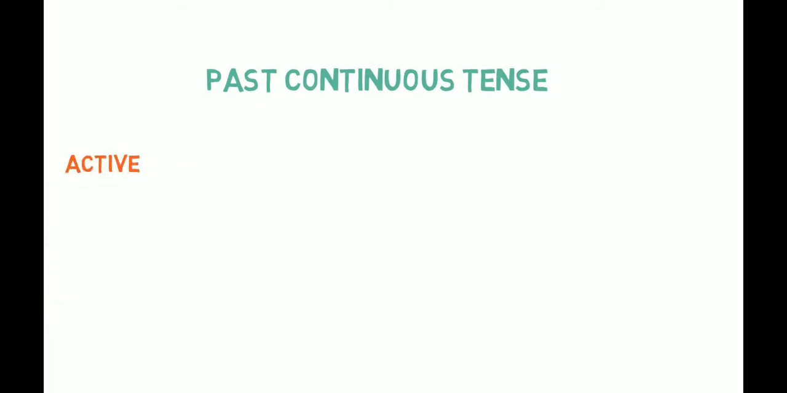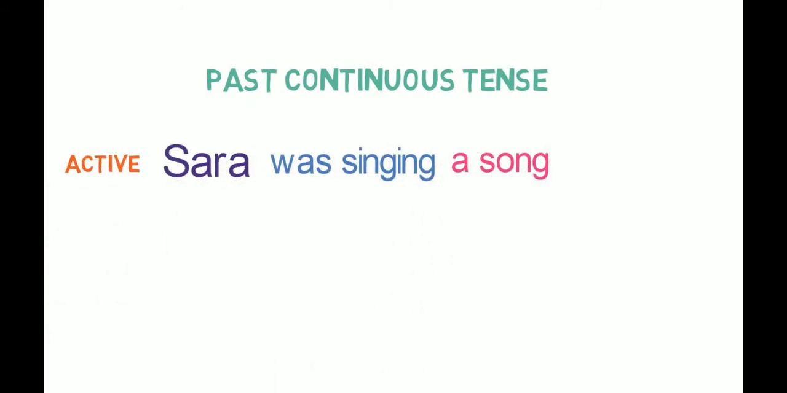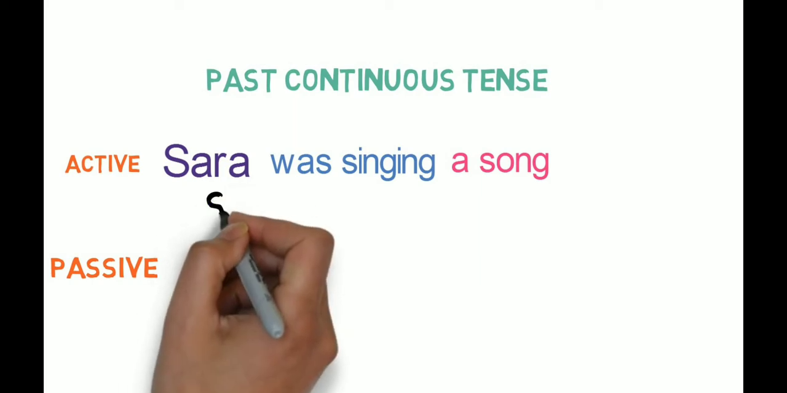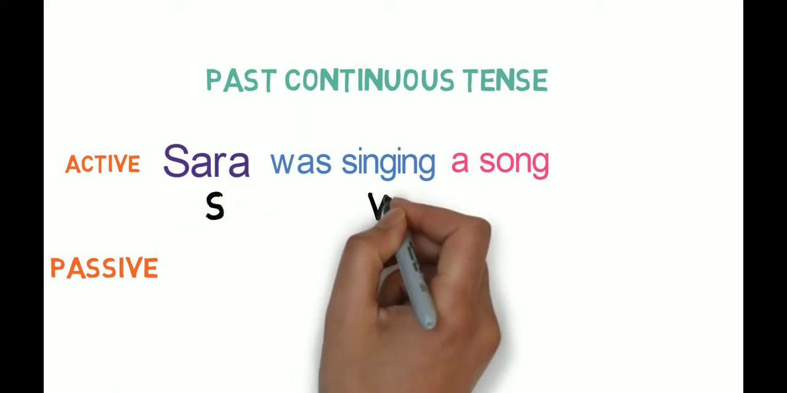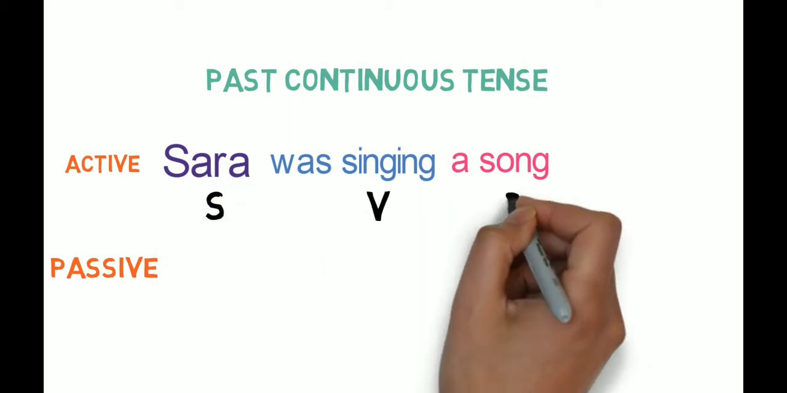Now let's see an example of past continuous tense, active sentence. Sarah was singing a song. In passive sentence, firstly let's get the SVO, that is subject, verb and object. So here Sarah is the subject, singing is the verb and a song is the object.